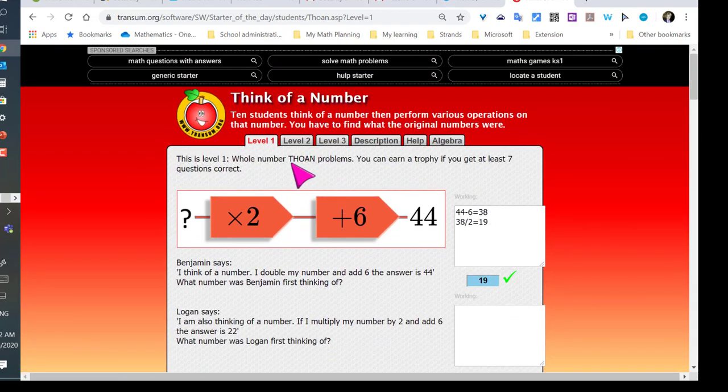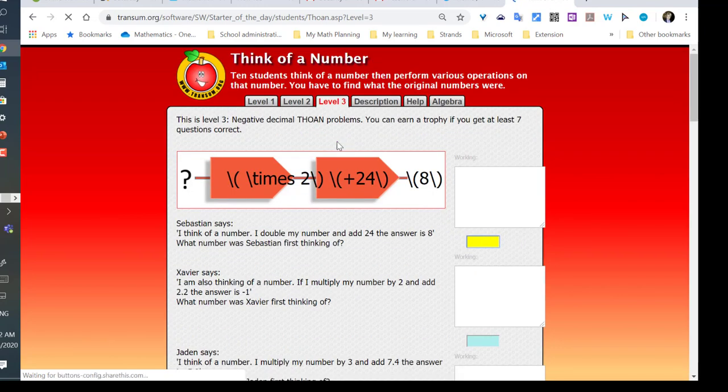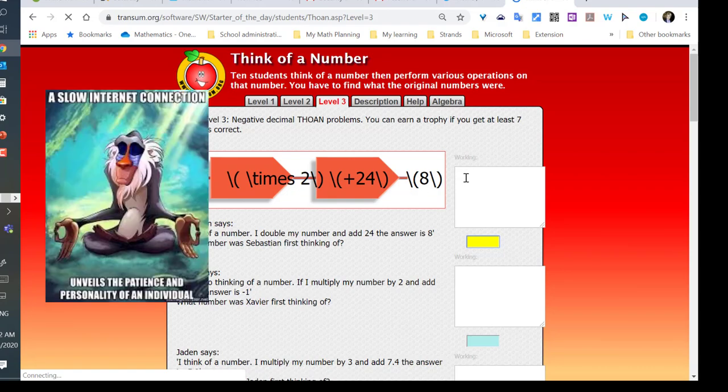Work your way through the levels. Let me show you a level 3 question. For level 3, it's going to take a little bit of time, if you've got internet, for the question to show properly. So just be a bit patient, and then it's going to load a little bit. But as you can see, the idea is to work backwards.